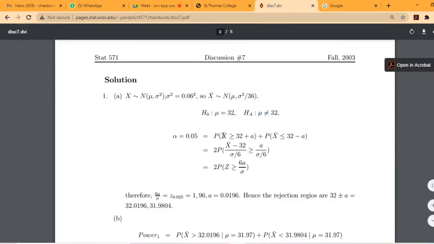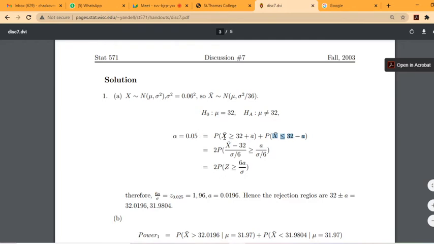So the rejection region is x bar greater than 32 plus a and x bar less than 32 minus a under the null hypothesis. That is actually rejecting H naught when H naught is true. That is actually the probability of type 1 error. So alpha is equal to 0.05, equal to the probability of type 1 error.